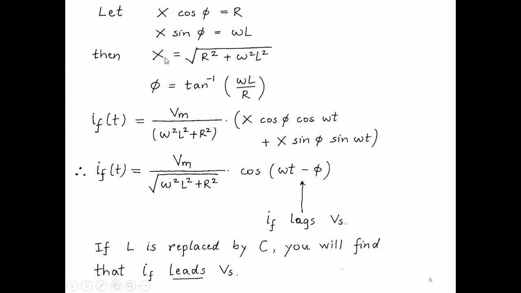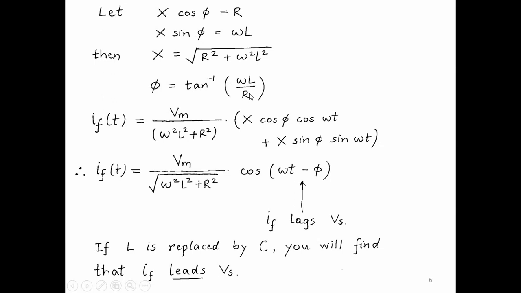If we write this, then of course this squared plus this squared, the cos squared plus sin squared will become 1, will be R squared plus omega squared L squared, and therefore x is equal to this. Then this divided by this will give us tan phi equal to omega L by R, and so phi is equal to tan inverse omega L by R.